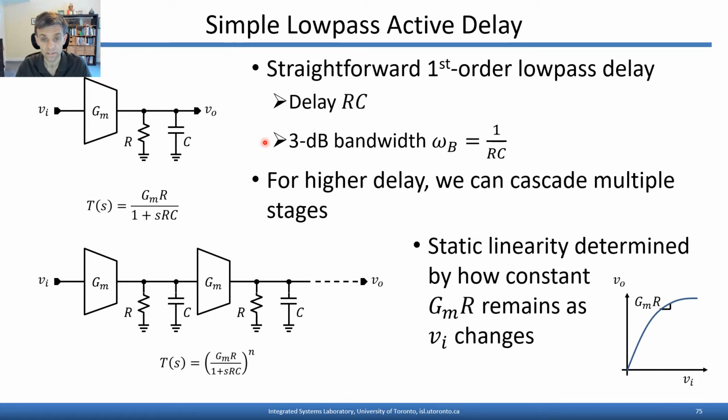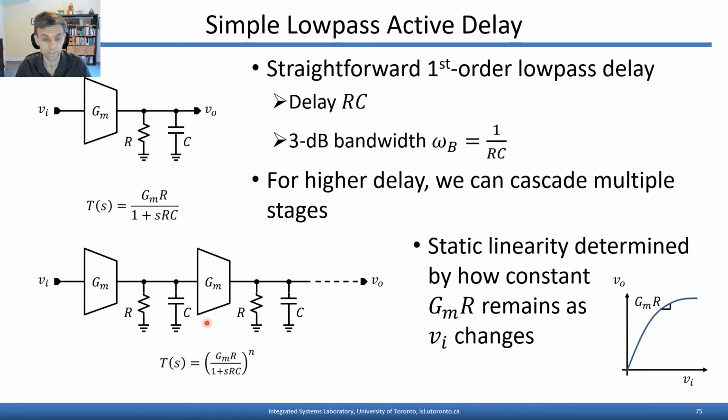If higher delays are required, we can simply cascade multiple stages in series as shown here. Each stage introduces another left half plane pole that's going to give us another 90 degrees of phase shift and an additional delay of RC.